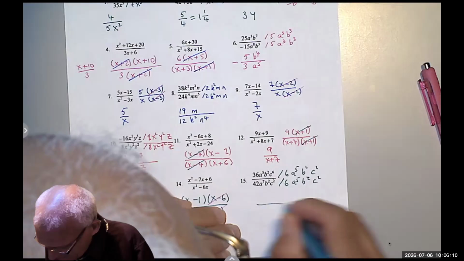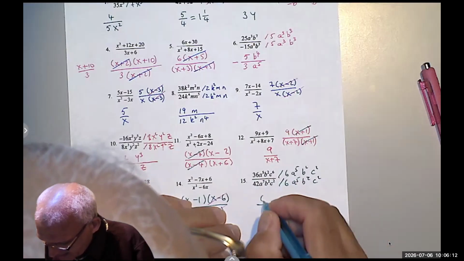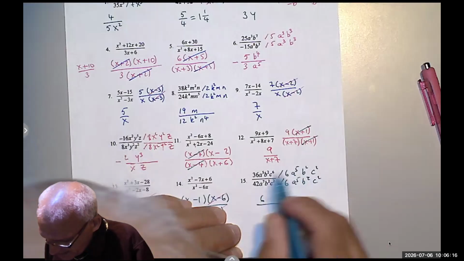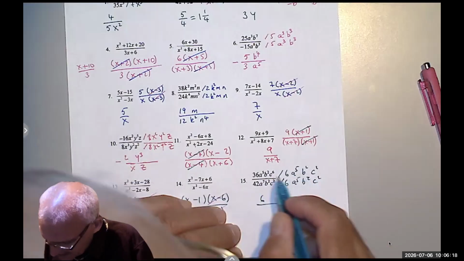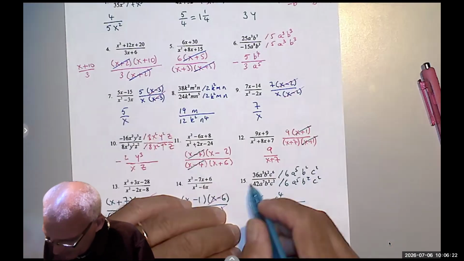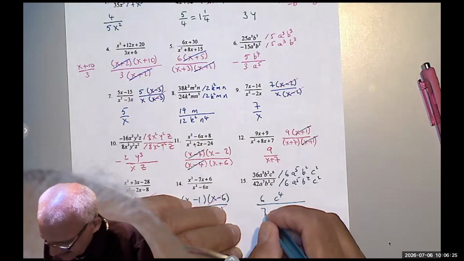So at the end of the day, 36 divided by 6 is 6. A to the fifth divided by a to the fifth is 1. B squared by b squared is 1. C to the 6 over c squared is c to the 4. The denominator, 42 over 6 is 7.